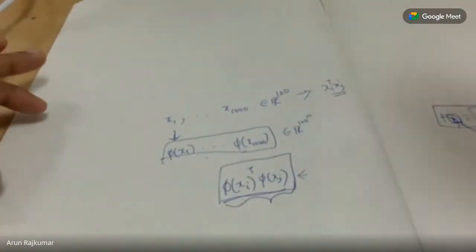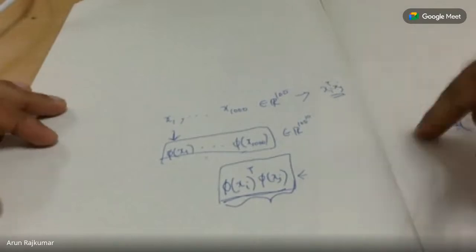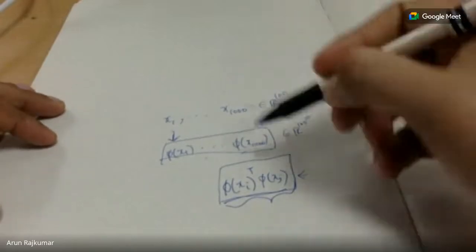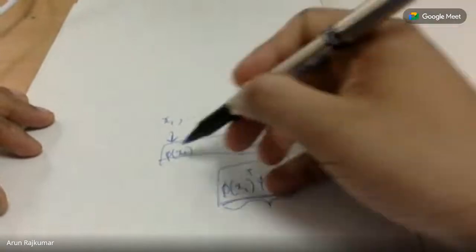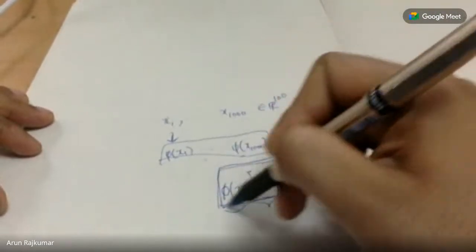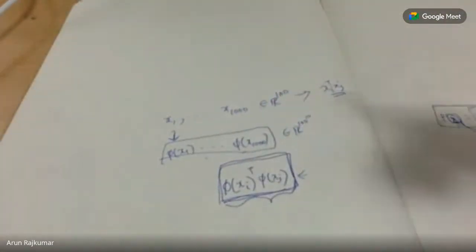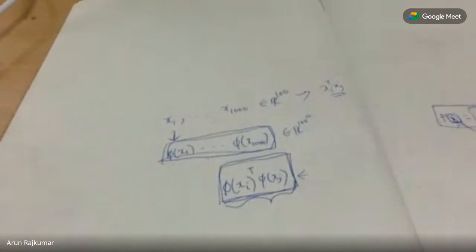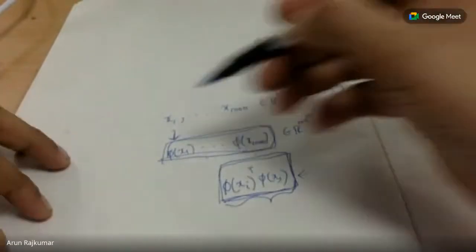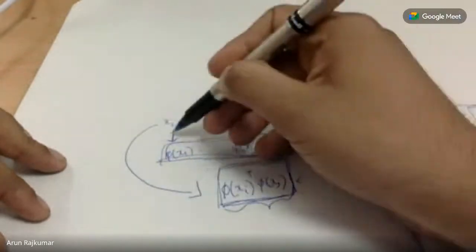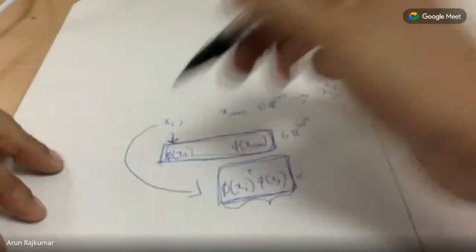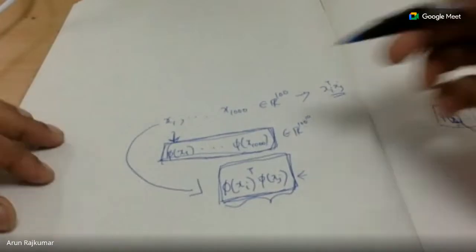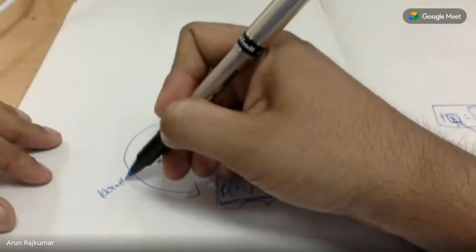If your algorithm has this property, then if there is an easier way to compute phi of xi transpose phi of xj for each pair of items, without explicitly computing phi of x1 to phi of x1000, then we are in a good situation, right? Because we will directly go from here to here by sidestepping this computationally expensive step. Now, kernels allow you to do this.